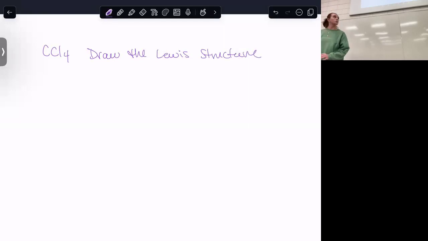Okay. So the first thing that we're going to do when we're drawing a Lewis structure is what? We want to count our valence electrons. So for carbon, do we know how many valence electrons that has? 4. And then what about chlorine? 7. Yep. And we have 4 of those. So we have 4 plus 28. So we have a total of 32 electrons. What do we do next?